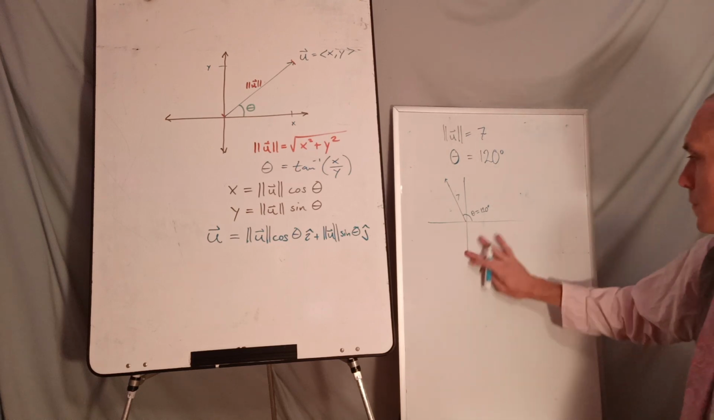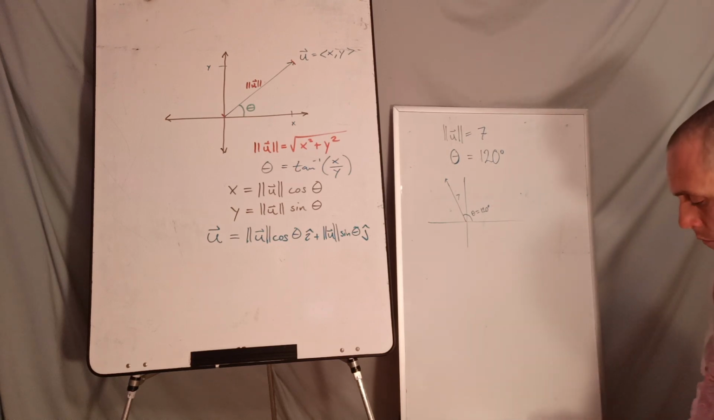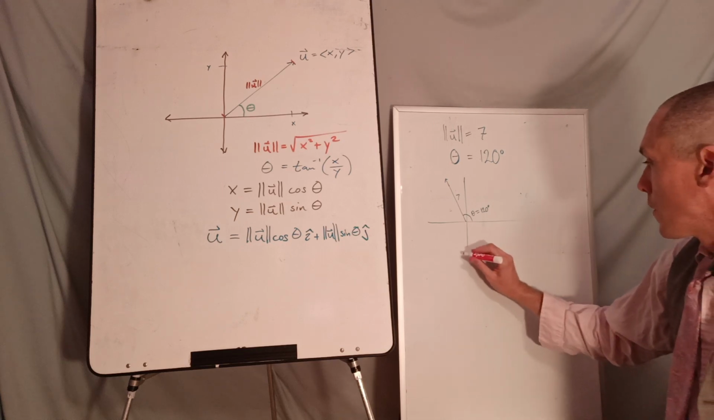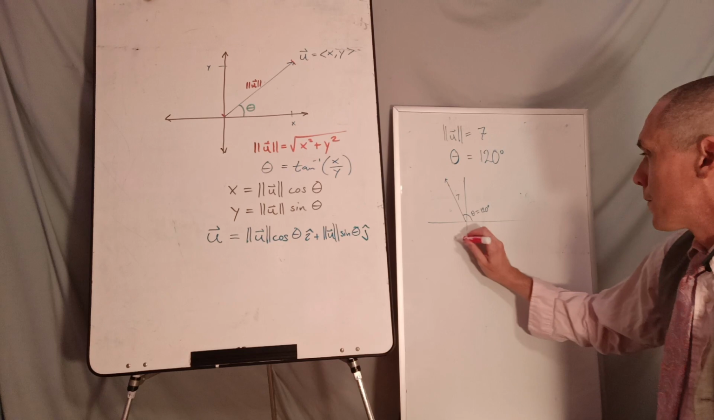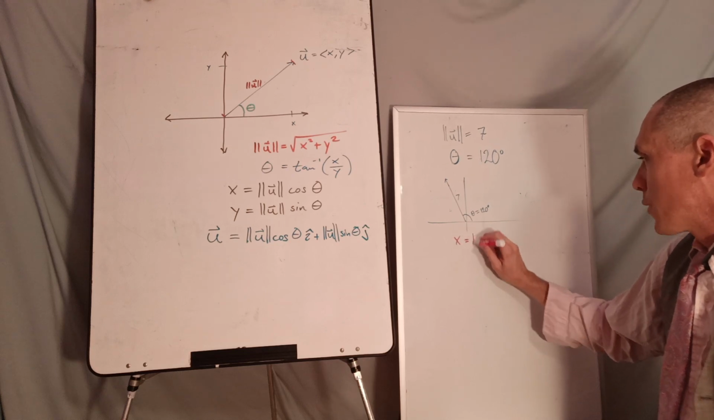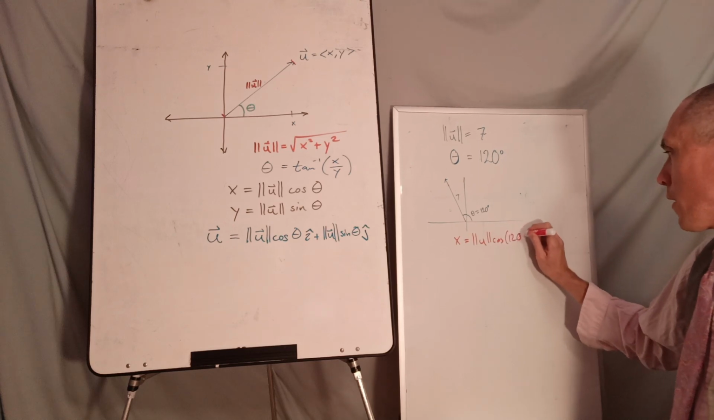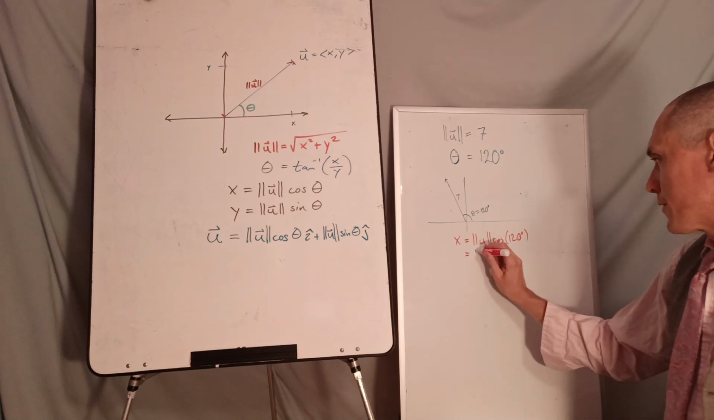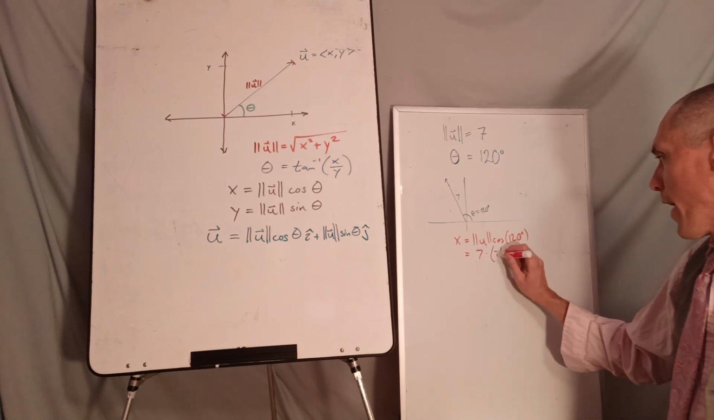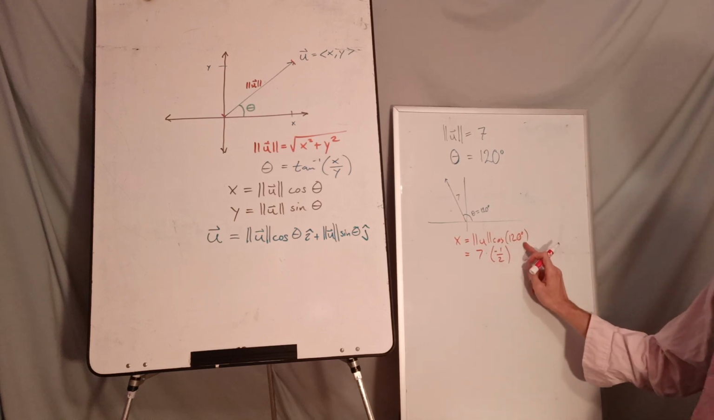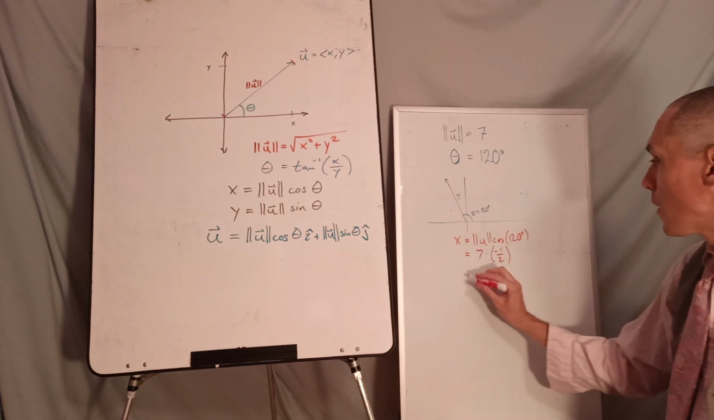So from x equal to the magnitude of u times cosine of 120, we would have that this is 7 times negative 1/2, right? Refresh your unit circle.